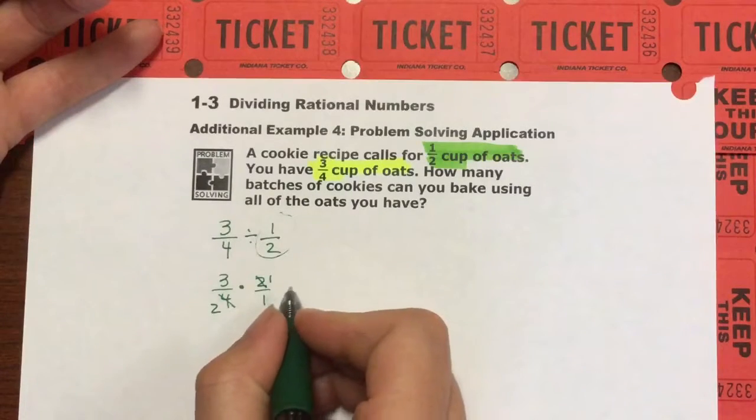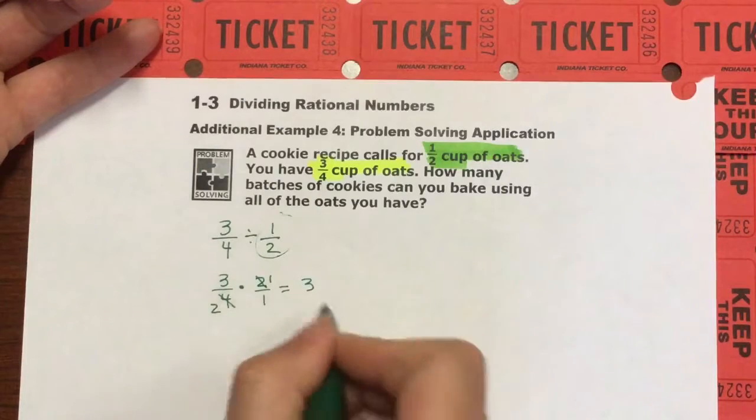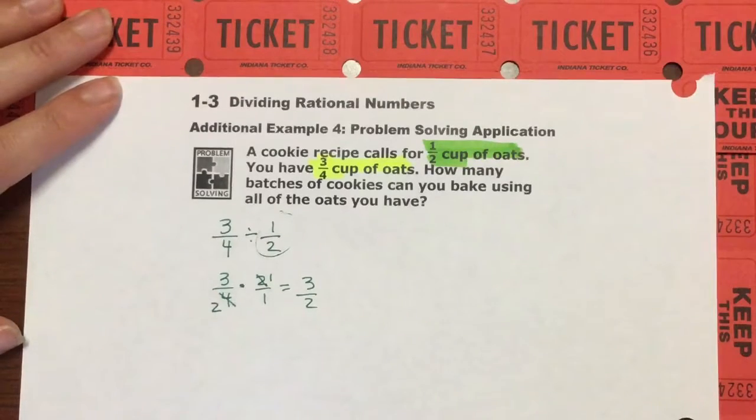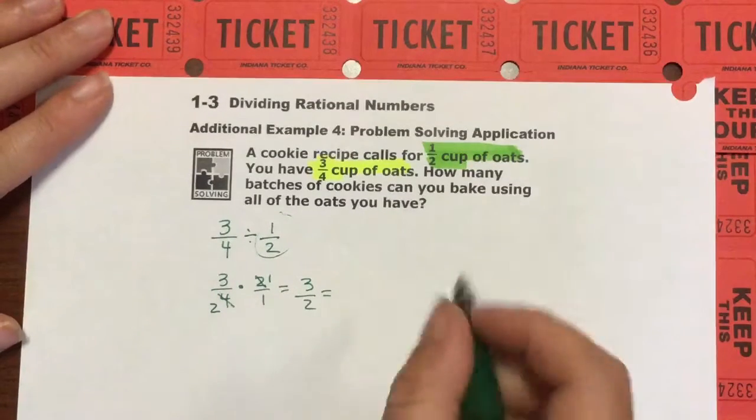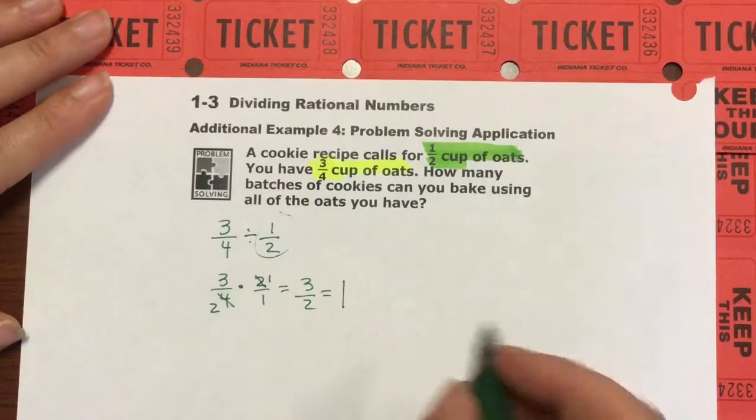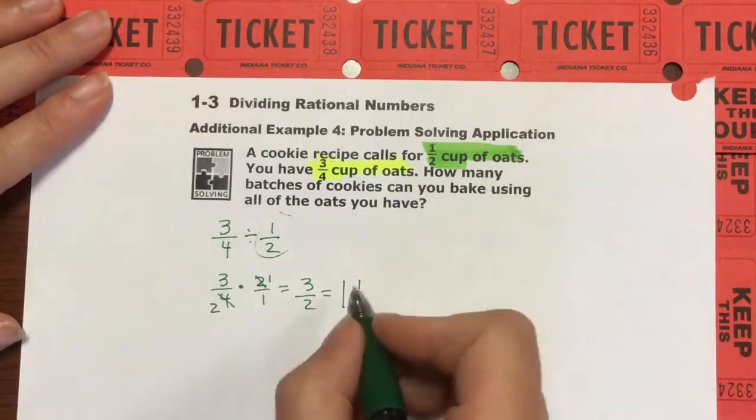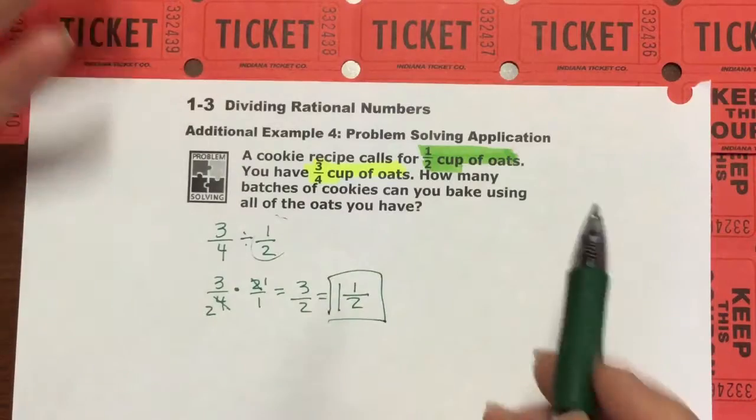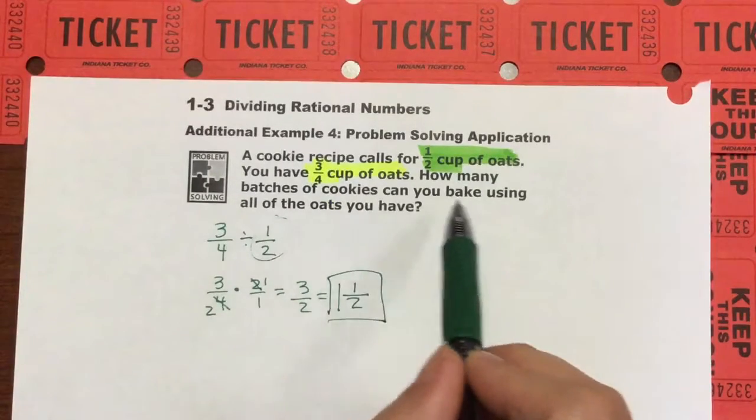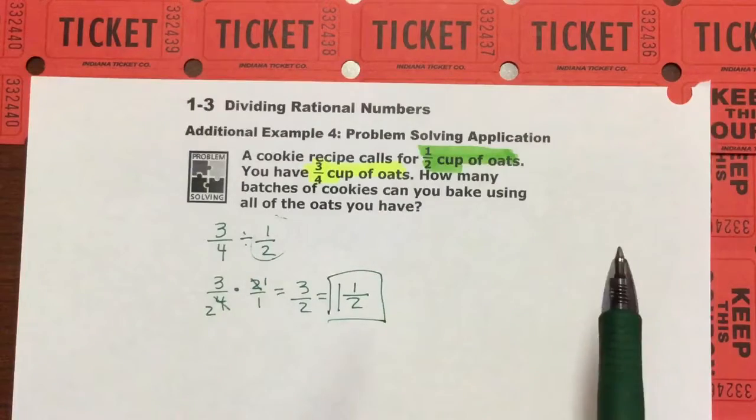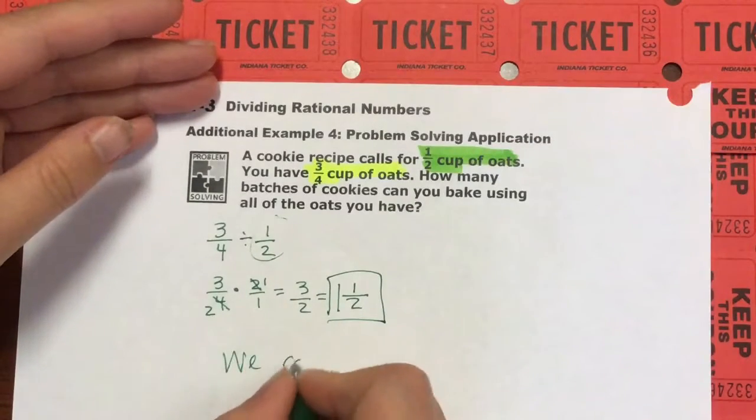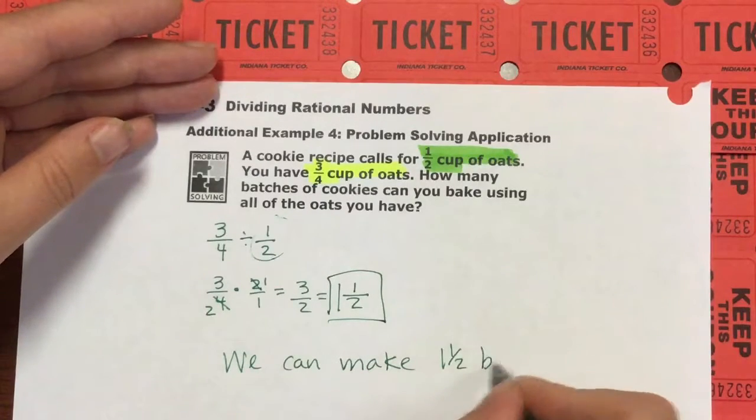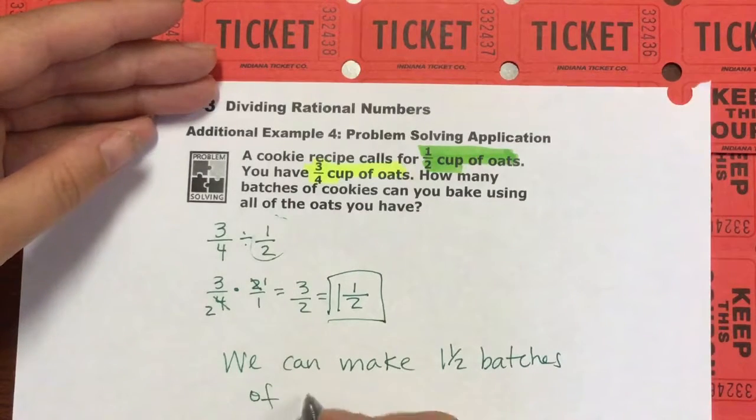3 times 1 is 3, and 2 times 1 is 2, and 3 divided by 2 is an improper fraction, so let's change it to a mixed number. 2 goes into 3 1 time, and there is 1 left over, so 1 and 1/2. We can make 1.5 batches. So let's answer the question. How many batches of cookies can you bake using all of the oats you have? We can make 1.5 batches of cookies.